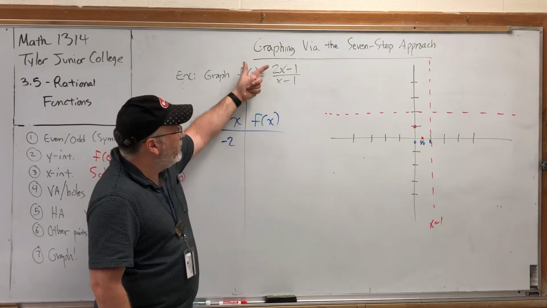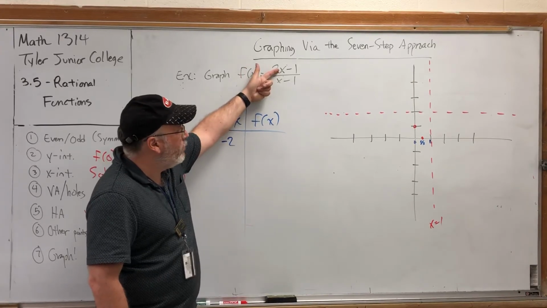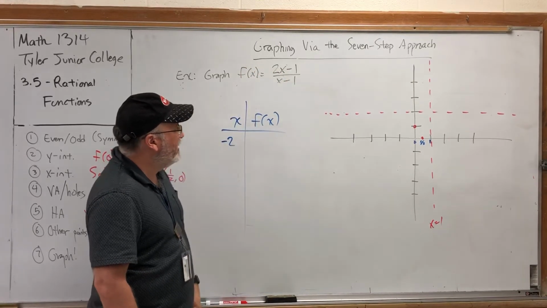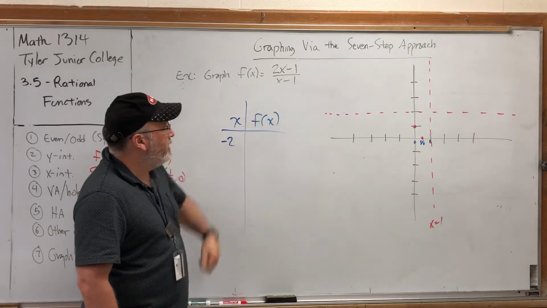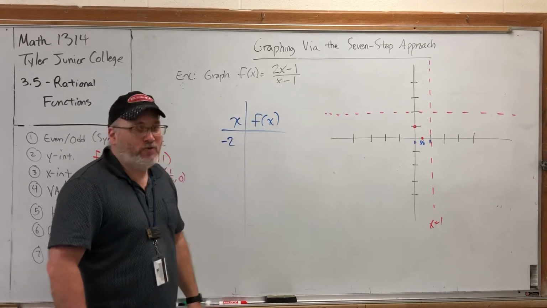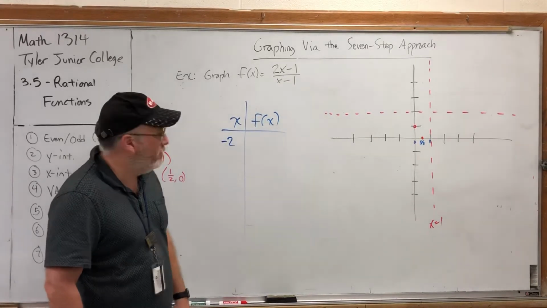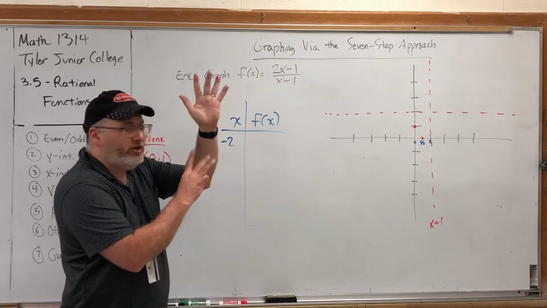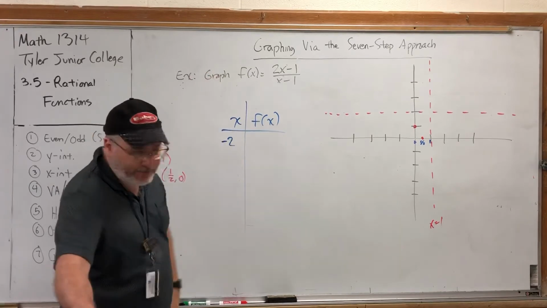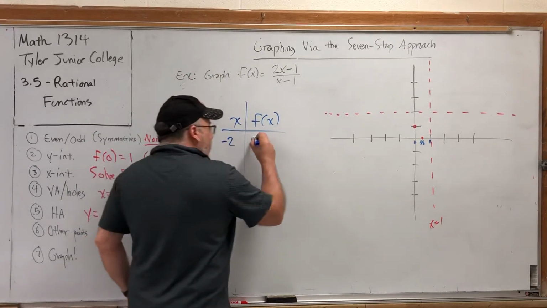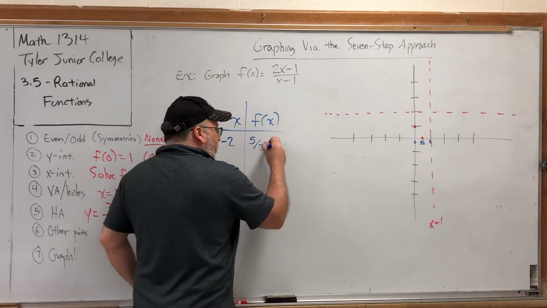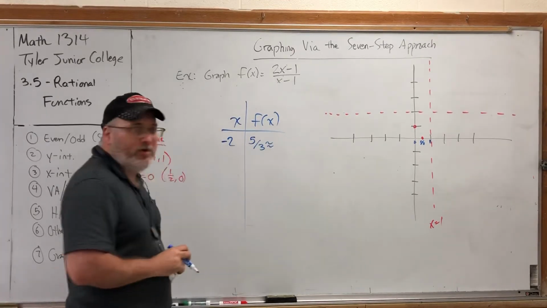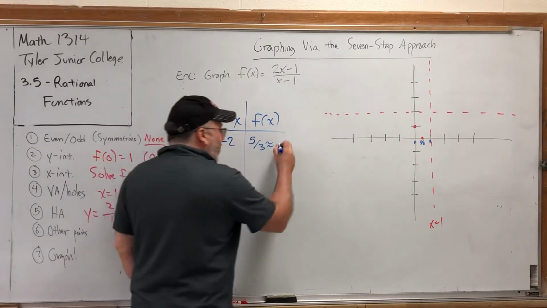-2 on top would give us 2 times -2, which is -4. -4 minus 1 is -5. -2 on the bottom gives us -2 minus 1, which is -3. So we get -5 over -3. The two negatives cancel, and we get 5/3. Because we're plotting this on a graph, it would be a good idea to get a rough decimal approximation. This is about 1.7.